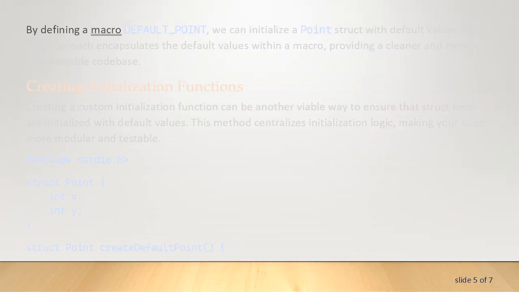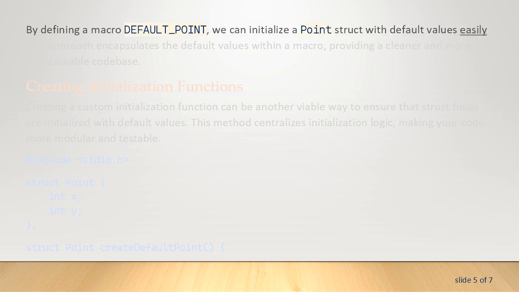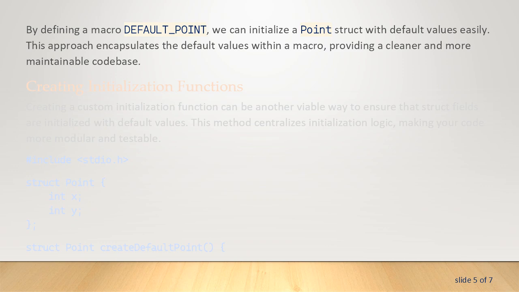By defining a macro DEFAULT_POINT, we can initialize a point struct with default values easily. This approach encapsulates the default values within a macro, providing a cleaner and more maintainable codebase.